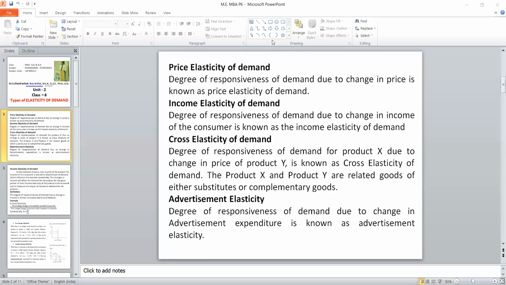Apart from these 2, there is one more elasticity included in our syllabus. It is called advertisement elasticity. Advertisement elasticity is nothing but the level of change in demand due to advertisement. The definition is the degree of responsiveness of demand due to change in advertisement expenditure. That is advertisement elasticity. We will discuss them one by one. Now let's start with income elasticity.